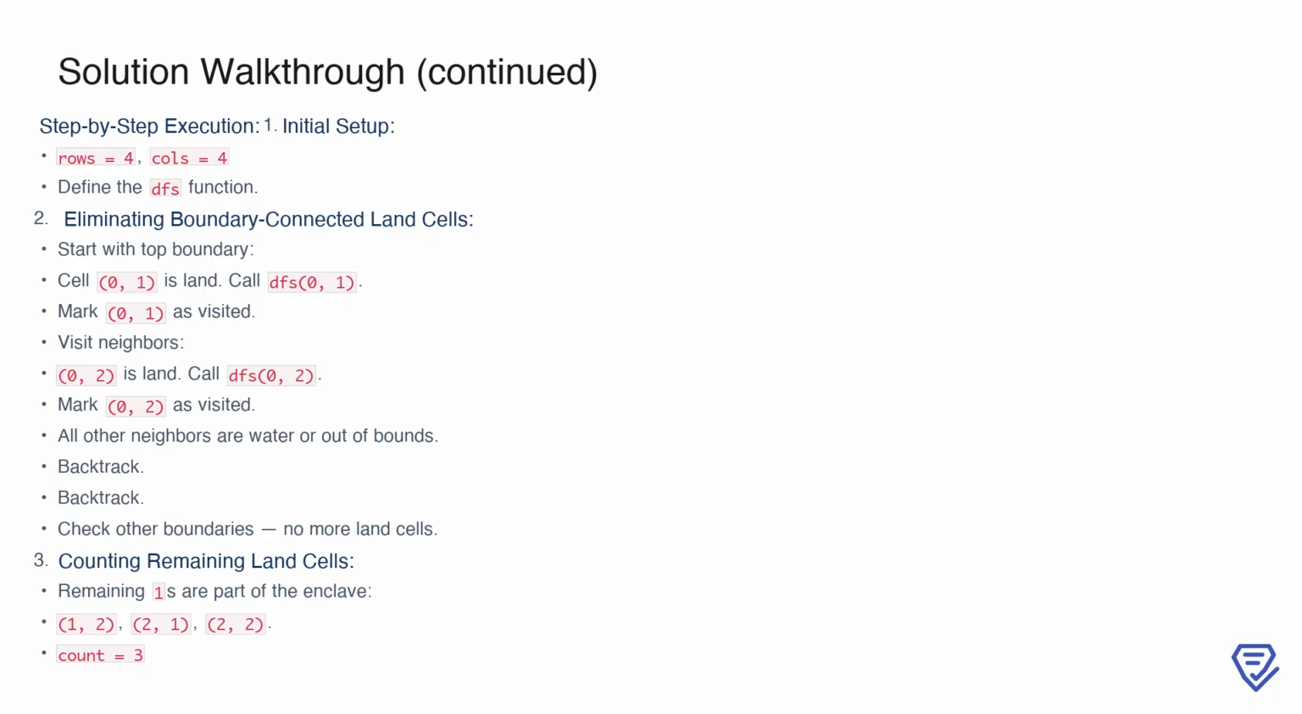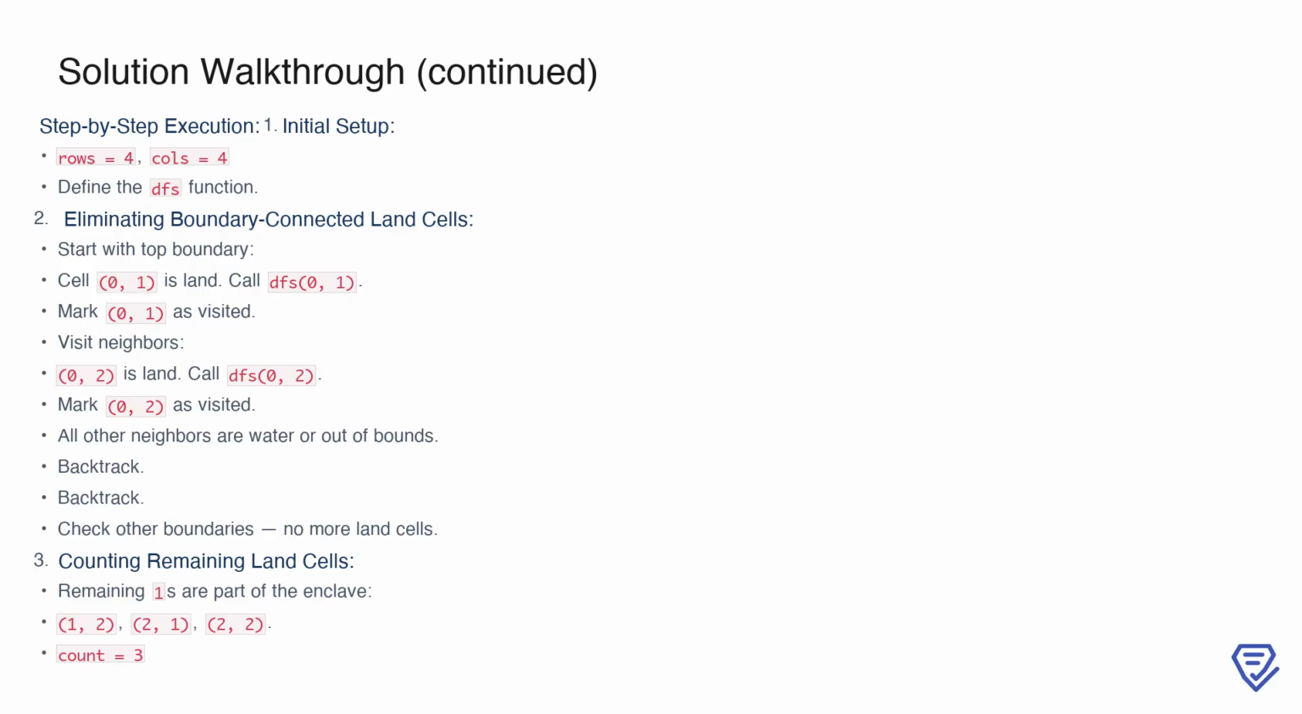The DFS explores its neighbors and identifies 0, 2 as another land cell. We recursively call DFS for 0, 2, marking it as visited as well. At this point, all other neighbors of these cells are either water or out of bounds, so we backtrack, ensuring no further boundary-connected land cells are missed. After checking all the boundaries, no additional land cells connected to the boundary are found.